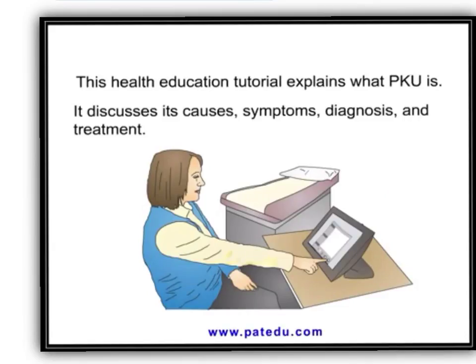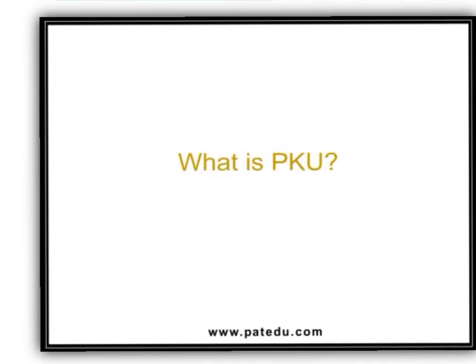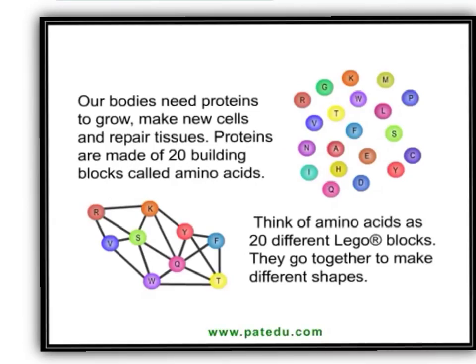This health education tutorial explains what PKU is. It discusses its causes, symptoms, diagnosis, and treatment. What is PKU? Our bodies need proteins to grow, make new cells, and repair tissues. Proteins are made of 20 building blocks called amino acids. Think of amino acids as 20 different Lego blocks. They go together to make different shapes.